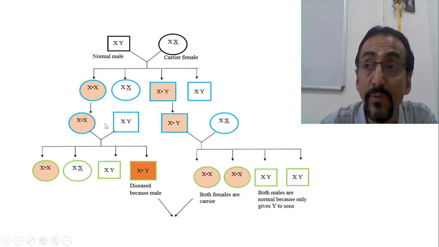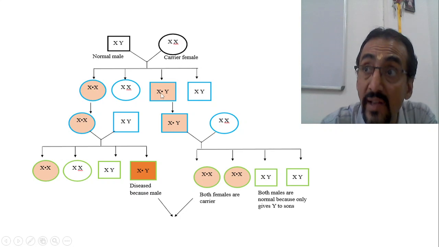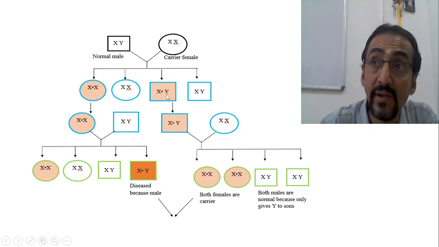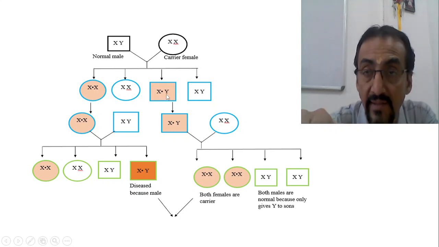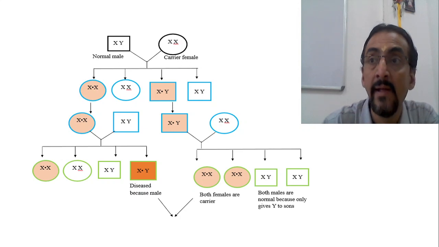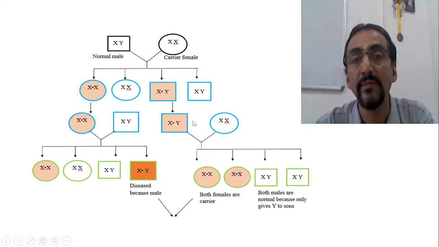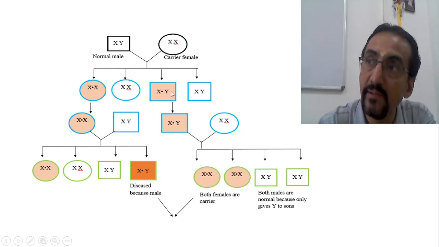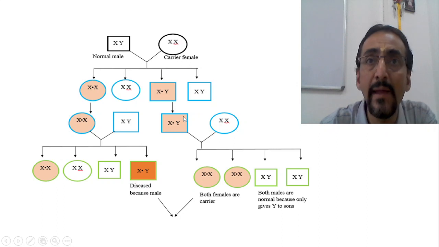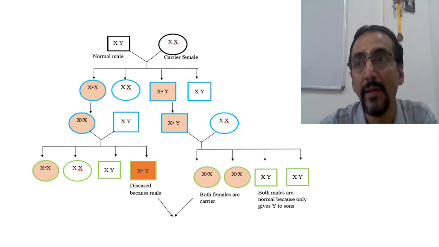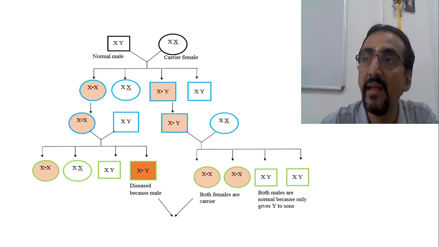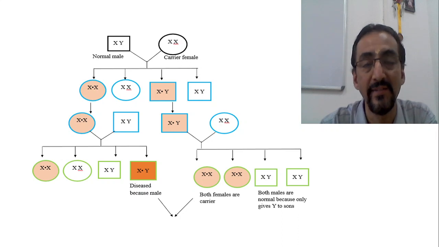Another X will do the work, so she remains a carrier. But although the male looks like a carrier, as he does not have another X, he has Y instead of X. So there is a development of the disease. Although this is a recessive pattern, as there is no other X, this is just like a dominant pattern only. The mutant X is there, so definitely it develops the disease.